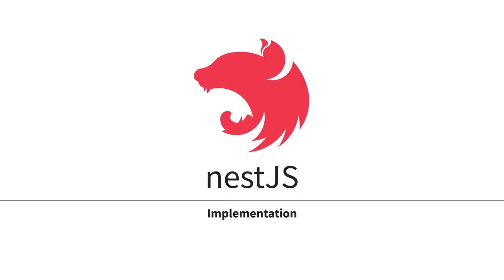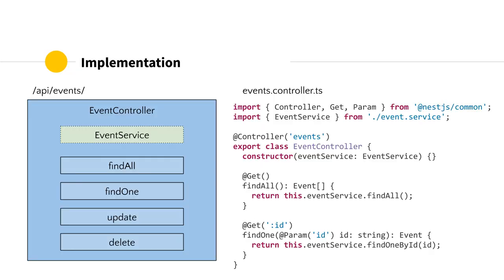Implementation. Let's take a look at how a server written in Nest actually looks like. I'm using very simplified code examples at this point to just show you the basic idea. We will go through them in the order as our request calls the different parts of our application. At first, the request is handled by our event controller.